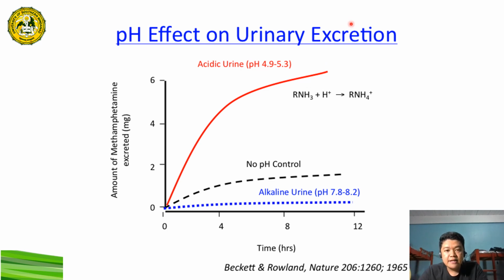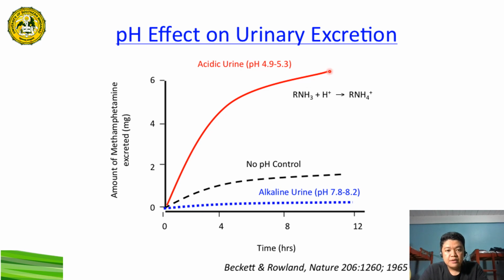So this means that when we acidify the urine, a basic drug will predominate in its ionized form. So it will become polar and more water soluble. So it will be trapped in the urine. When that particular drug is trapped in the urine, it is very easy for it to be excreted in the urine.